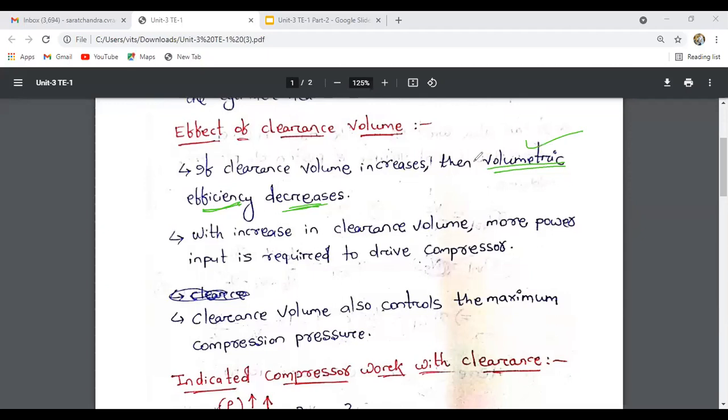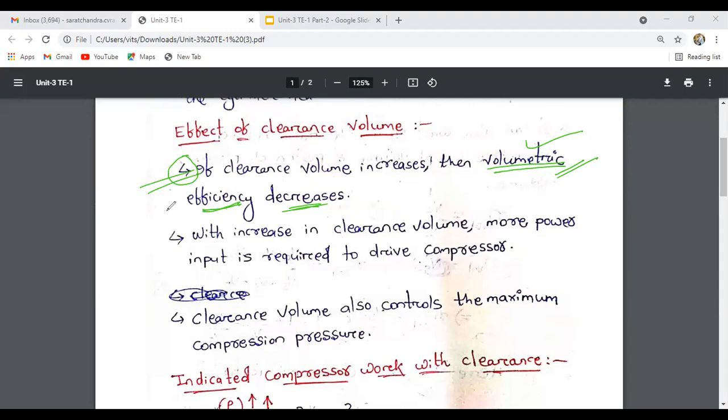Why will it decrease? When I do one derivation related to this volumetric efficiency, you will get to know about this point. In the derivation, we will get that volumetric efficiency is inversely proportional to clearance volume. This means if we are increasing the clearance volume, then volumetric efficiency will decrease. That we are going to discuss in the upcoming 10-15 minutes.